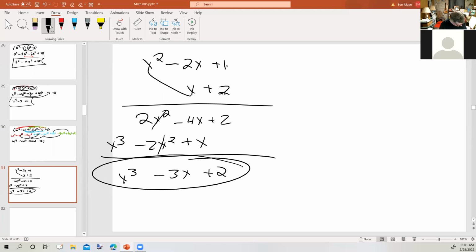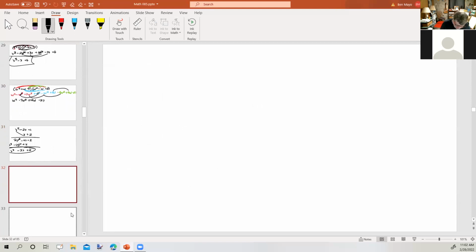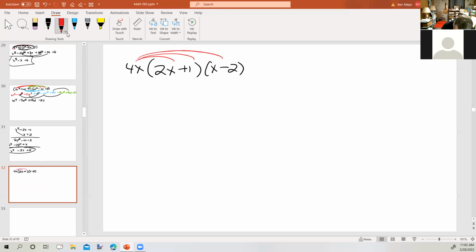Okay, now we're going to multiply 3 things together: 4x times 2x plus 1 times x minus 2. What we're not going to do is take the 4x and distribute it here and here and here and here. You only multiply 2 things together at a time. So what we are going to do is take this and multiply it by that, which is going to give us 8x squared plus 4x.